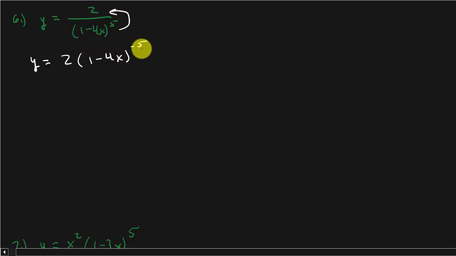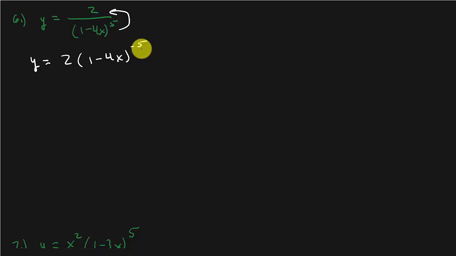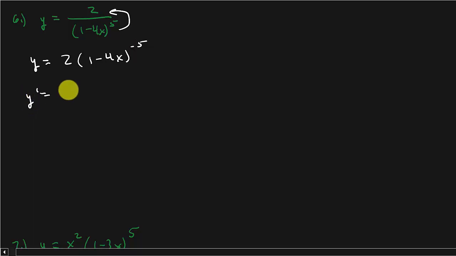Now it's just a chain rule. We don't have to do the quotient rule. A lot of times if you can avoid the quotient rule, do it. Okay, avoid the quotient rule. All right. So now we get y prime that's going to be what? Negative 10 times 1 minus 4x, subtract 1 from the exponent, so that's negative 6, times the derivative of what's inside the parentheses. So that's times negative 4.